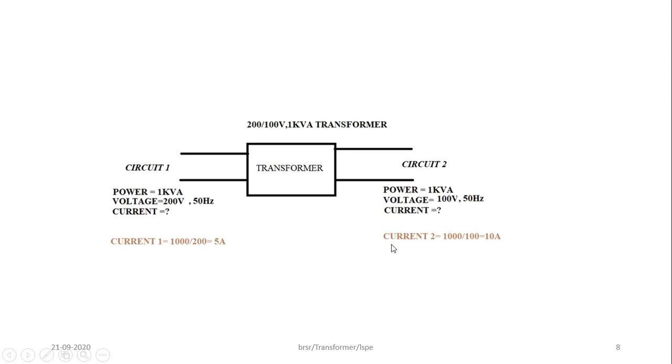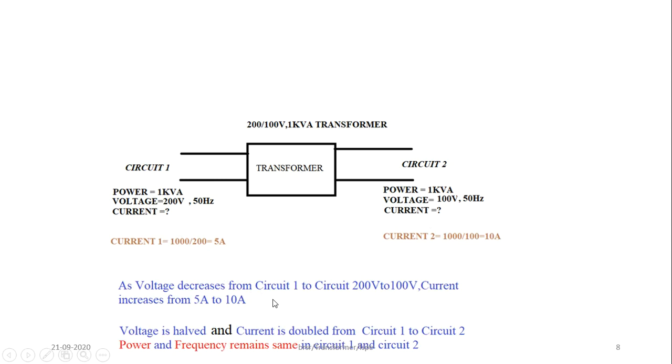In other words, you can say as voltage decreases from circuit 1 to circuit 2, the current increases, and in this particular case the voltage is halved and the current is doubled from circuit 1 to 2, whereas the power and the frequency remain the same. So basically a transformer is used for transferring power from one circuit to another circuit. The voltage levels and the current levels change, but the power and the frequency do not change.